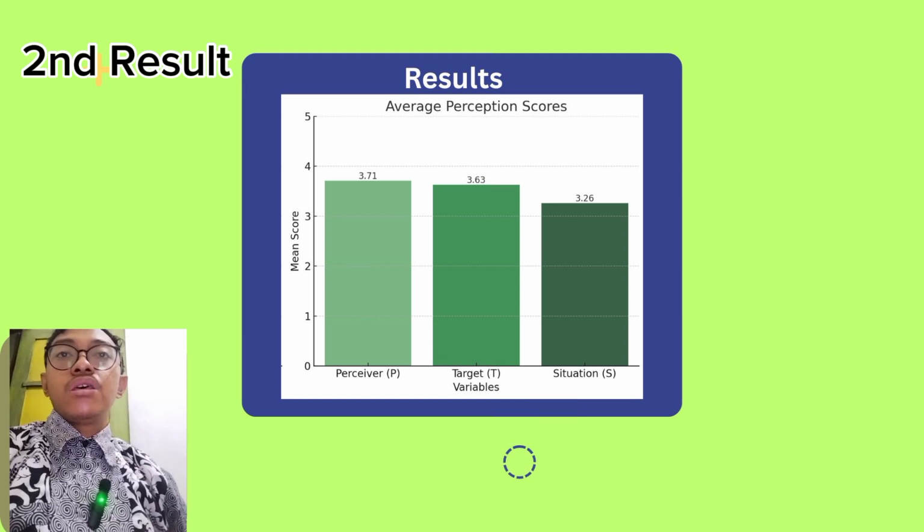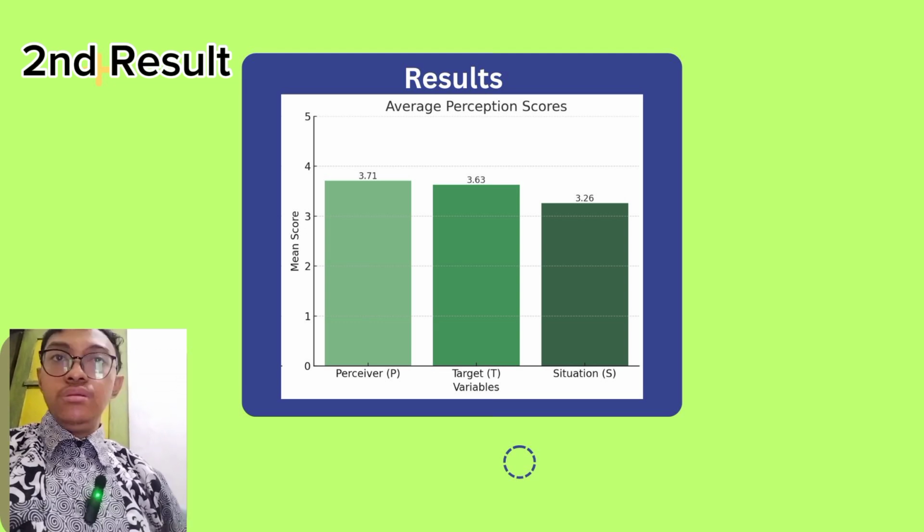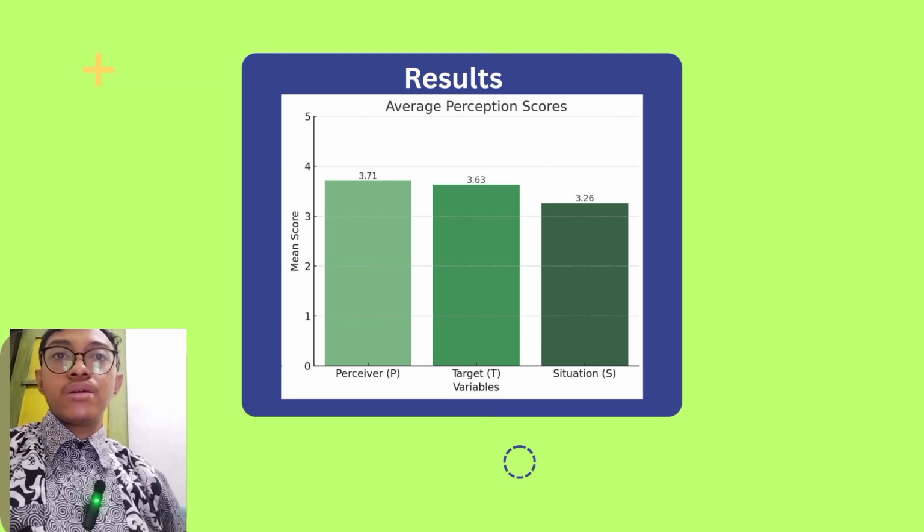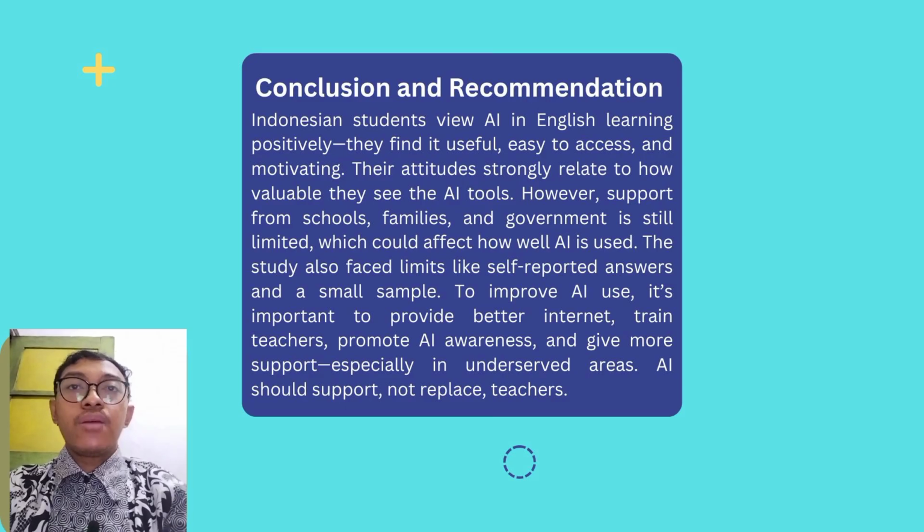The conclusion of the second result is the average scores reflect that students are personally motivated. They trust and appreciate the available AI tools, but they feel less supported by their environment. To maximize the benefits of AI in English learning, efforts must go beyond improving tools and should include strengthening digital infrastructure, training educators, and involving families and institutions. Finally, we have come to the conclusion or recommendation of this article.